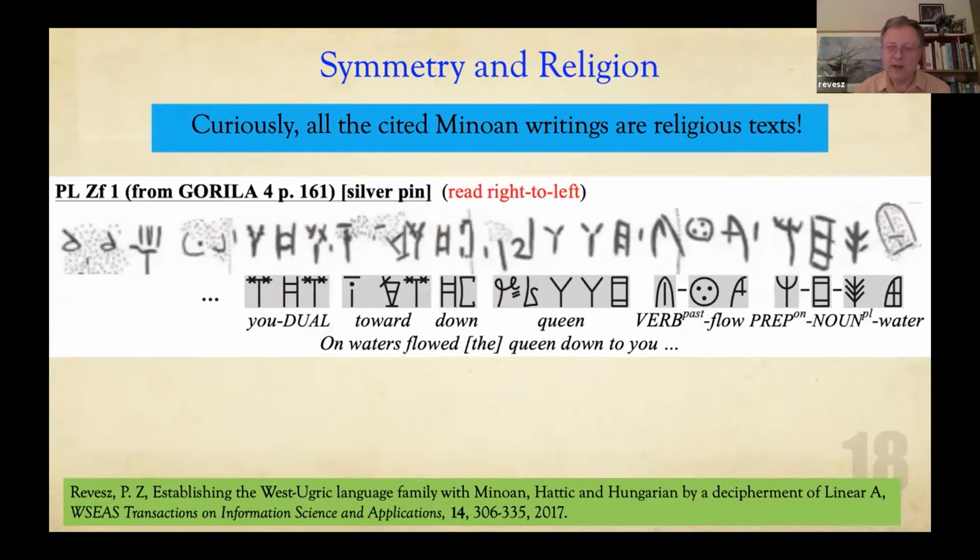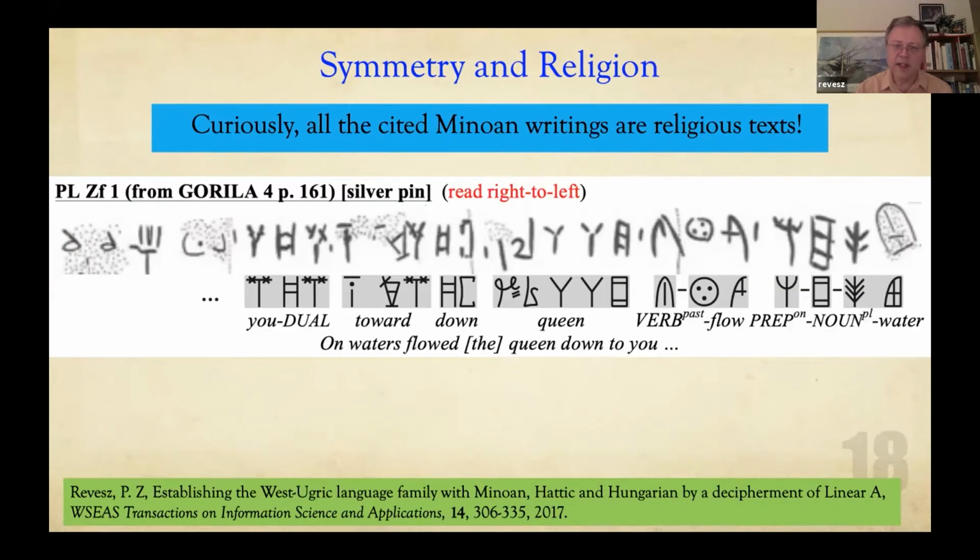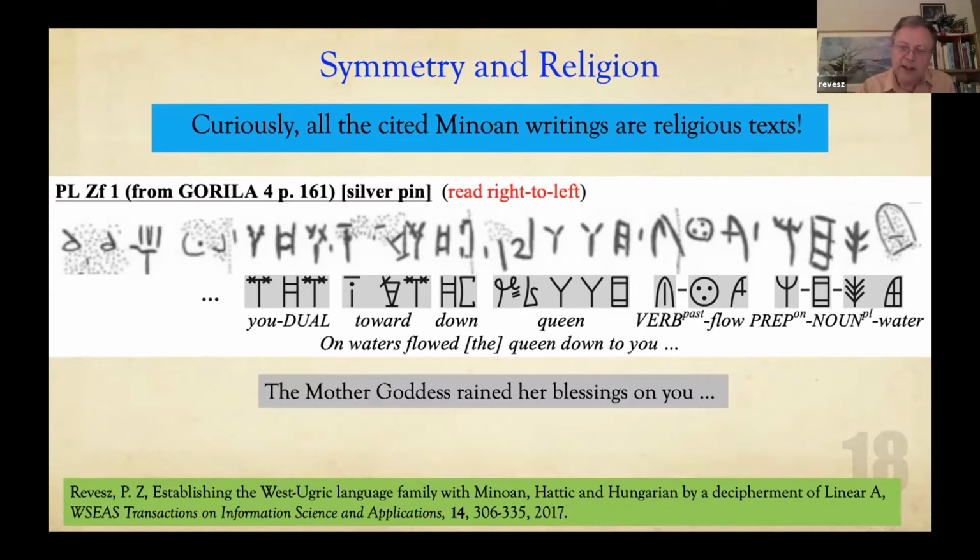So let's take a look at the silver pin. I actually worked on deciphering the Linear A script, and I worked on this some years ago. At the bottom, we have the citation reference to the paper where this appears. But the translation which was proposed for this silver pin, read from right to left, is as shown here. It's a little bit complicated in some lines, because the grammar is indicated, the past tense word, the preposition, and so on, all indicated, the grammar as well as the basic words. So the text which emerges is, on waters flowed the queen down to you. But many other texts make it clear that this queen is a goddess, which can be translated as mother goddess.